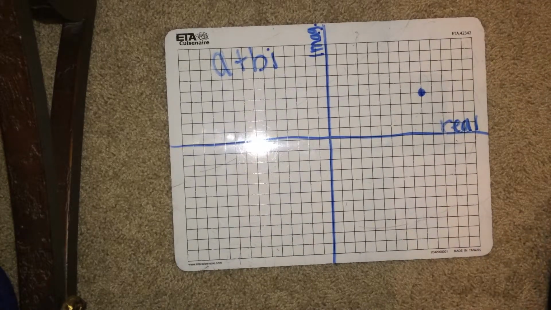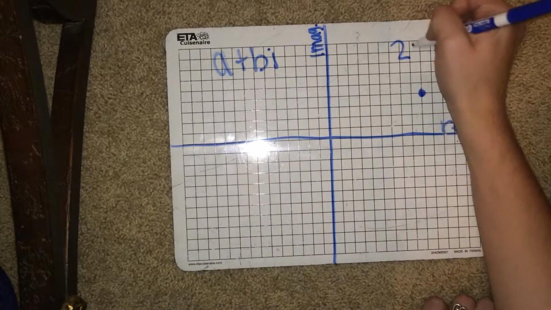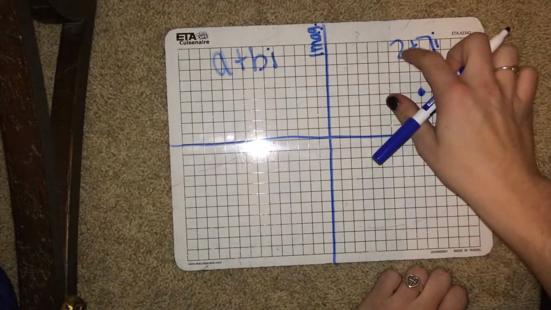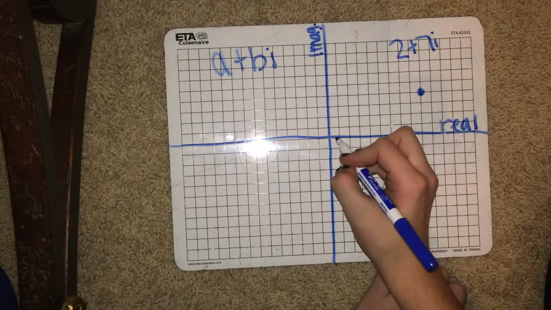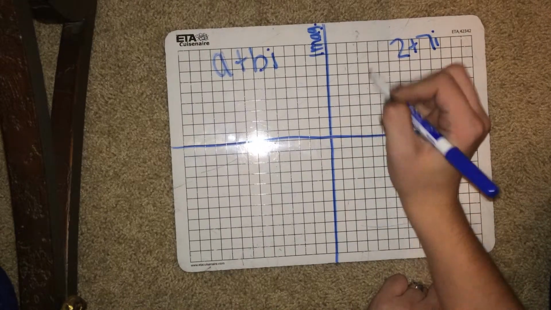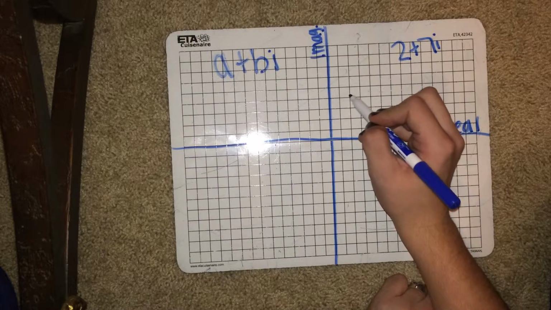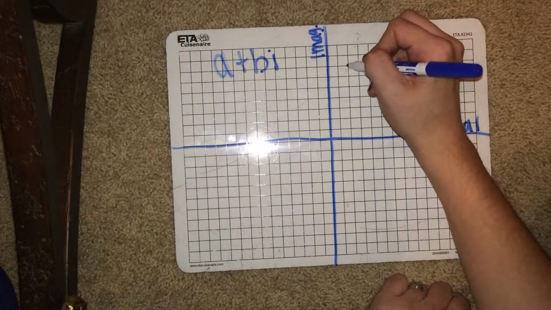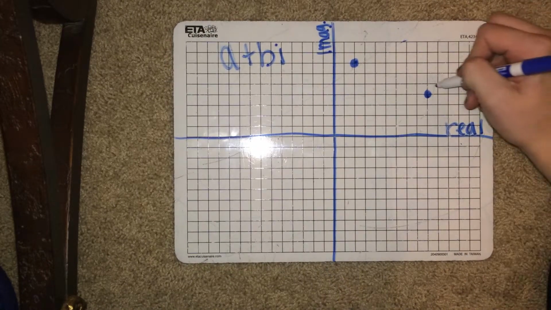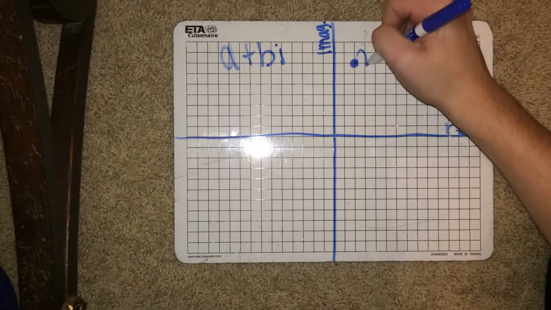With our second one, it is 2 plus 7i. Remember that the 2 is the real, so we're going to go 1, 2 to the right because that is positive, and up 7 because that is also positive. So 1, 2, 3, 4, 5, 6, 7. That is the second point.